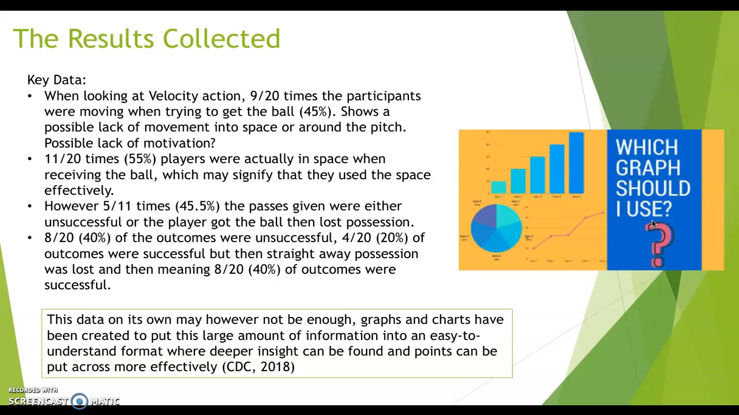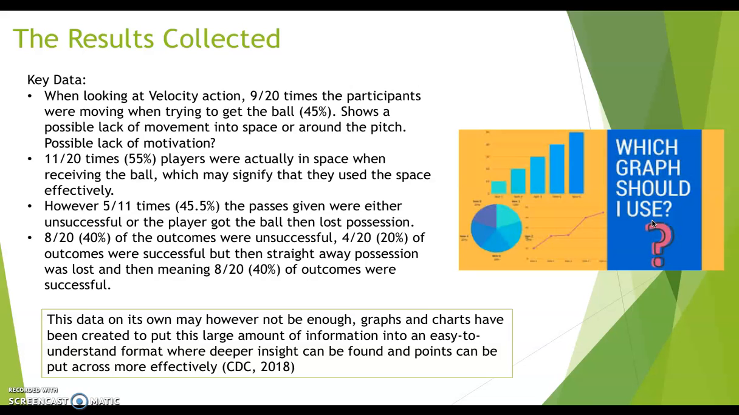The key data, when looking at velocity action: 9 out of 20 times the participants were moving when trying to get the ball. This was 45% of the time. This shows a possible lack of movement into space or around the pitch. Was this a possible lack of motivation or confidence? 11 out of 20 times, 55% of the players were actually in space when receiving the ball, which may signify that they used the space effectively.